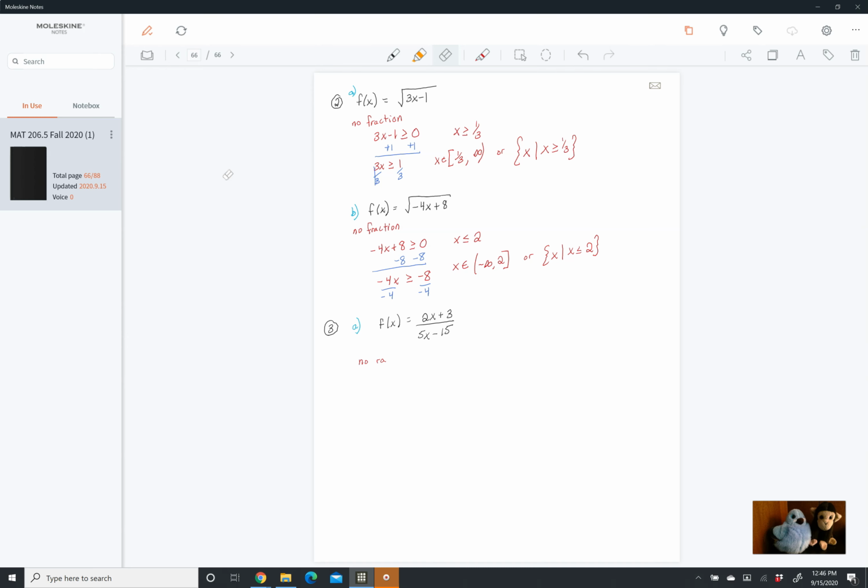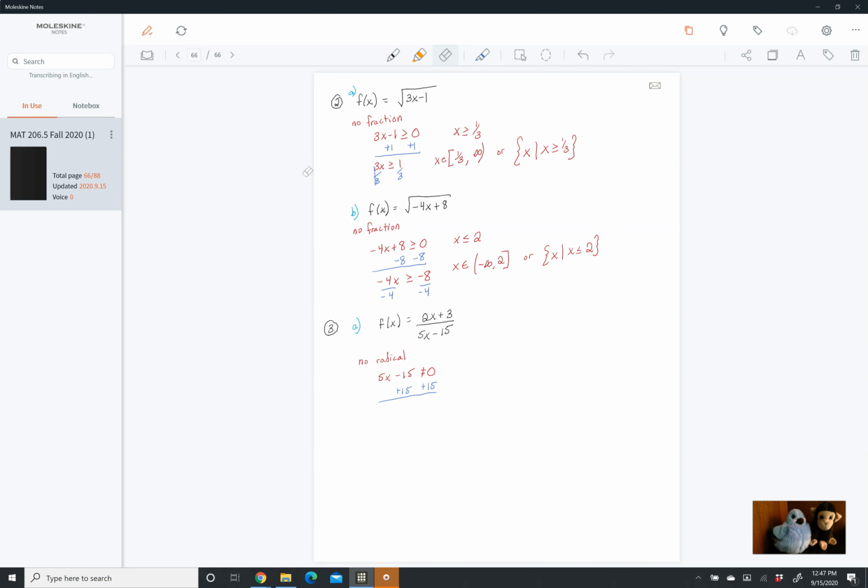But we do have a fraction, and we said, in order for something to be defined, our fraction can't have a denominator of 0. So our requirement is 5x minus 15 can't be 0. It's not equal to 0. The 2x plus 3 is irrelevant, okay? Numerator could be anything. It's the denominator that can't be 0. So here, again, we just solved this like a regular inequality.